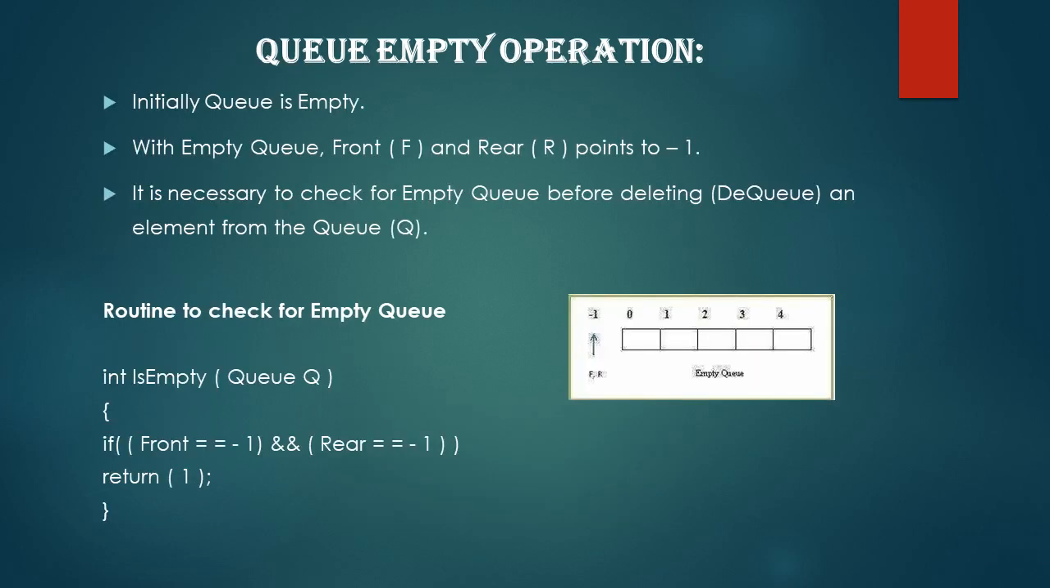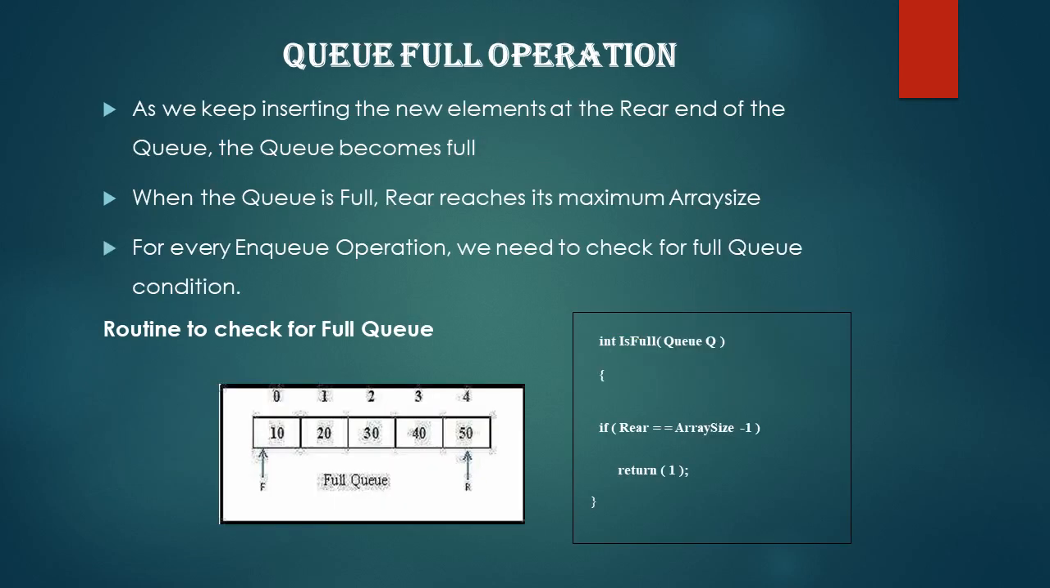Queue empty operation. Initially, the queue will be empty. With an empty queue, front and rear point to -1. It is necessary to check for an empty queue before deleting an element from the queue. Then the routine to check for an empty queue. Int is empty queue. If front is equal to -1 and rear is equal to -1, then return the value.